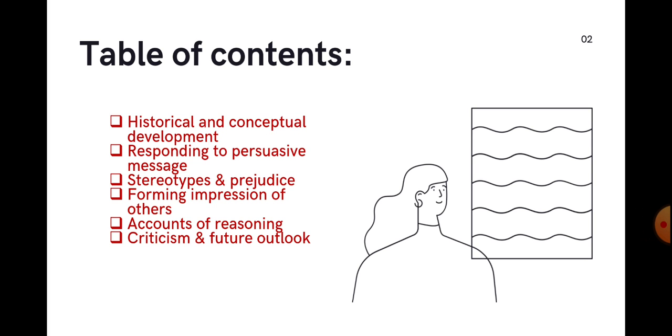Okay, so first of all, we're going to talk about the table of contents. Here we're going to first talk about the historical and conceptual development of the dual process models. And then we're going to see its application in four topics, which is responding to persuasive message, stereotypes and prejudice, forming impression of others, and then accounts of reasoning. And for the last part, we're going to talk a little bit about the criticism and future outlook of dual process models.